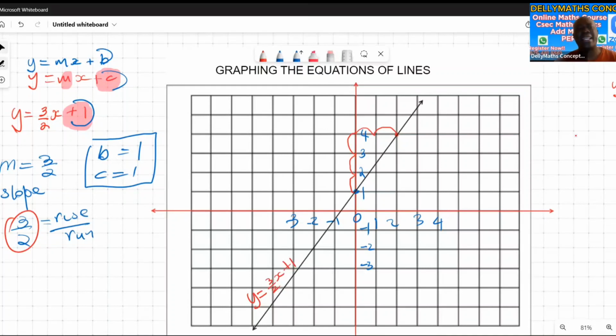So the basic idea is that we want to identify the y-intercept, where the graph crosses the y-axis. And then from there, we can use the slope, understanding that the numerator is the vertical motion and the denominator is the horizontal motion. Let's look at the next case.